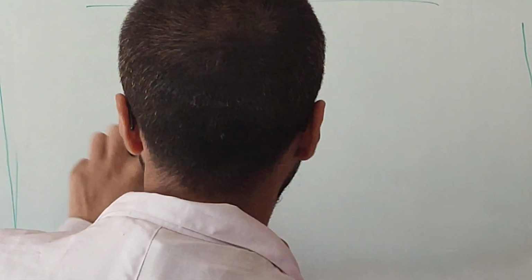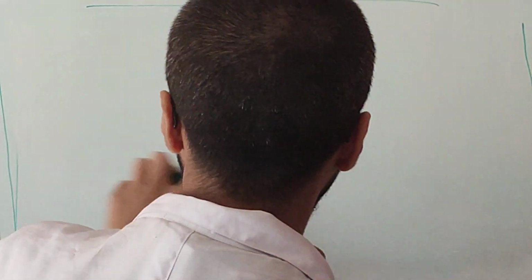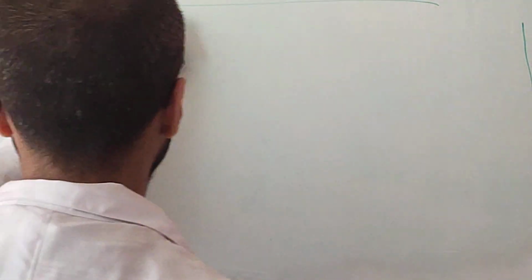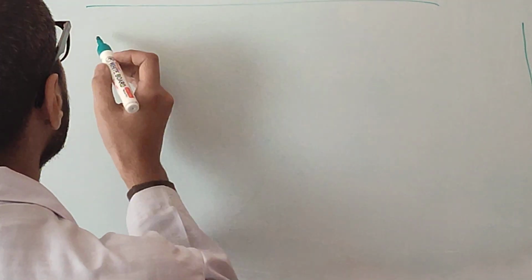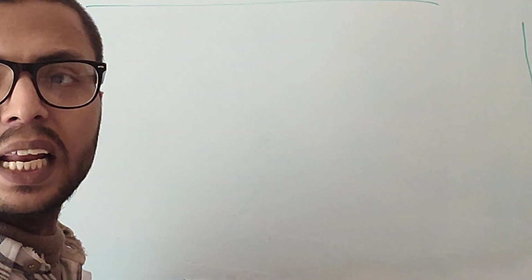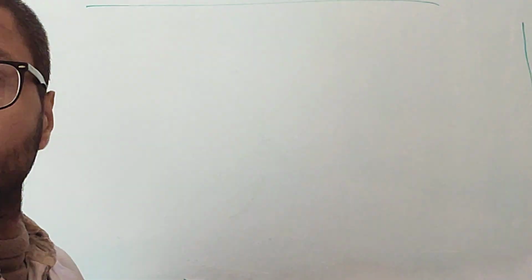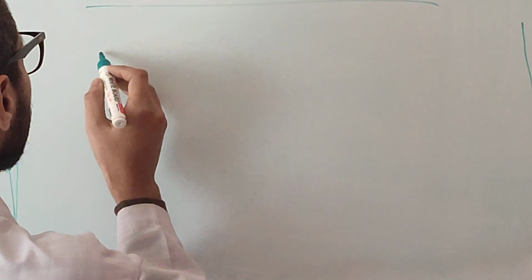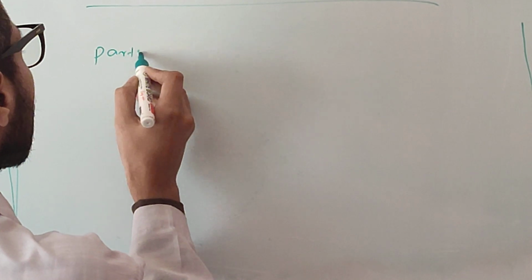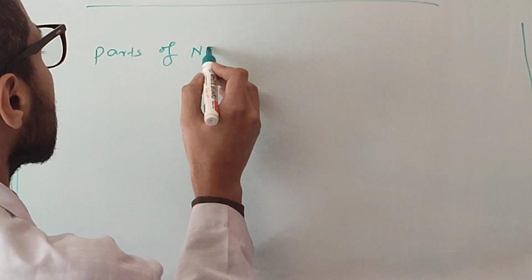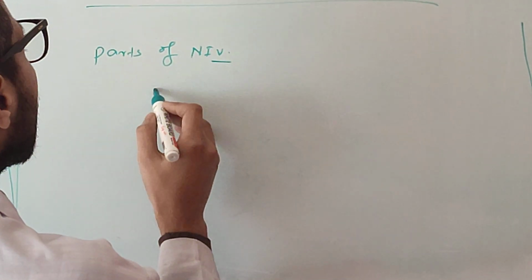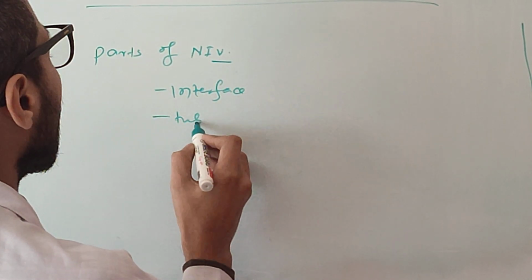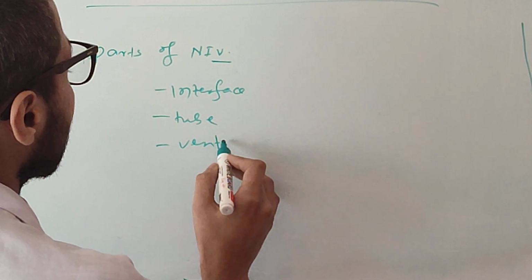So we learned where to use NIV and where not to use NIV. Now, if you decide to use NIV, you need to know what the parts of NIV are, what the components of NIV are. So one is the interface, another is the tube, and another is the ventilator.